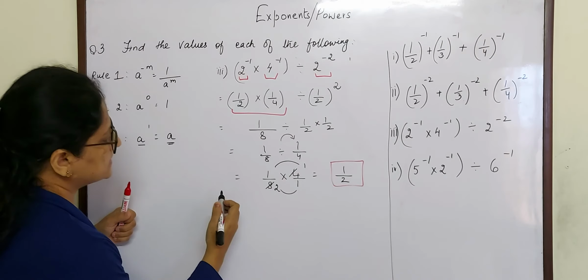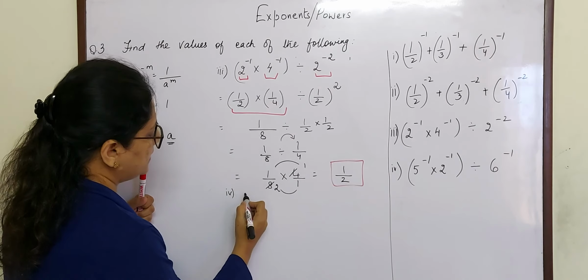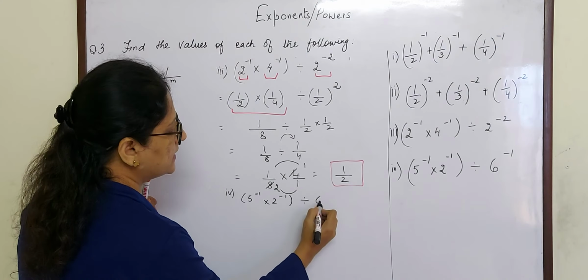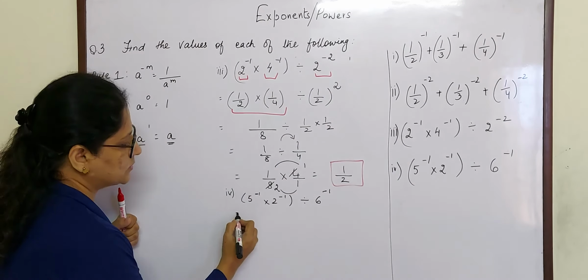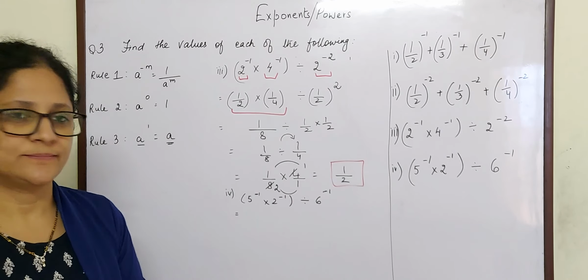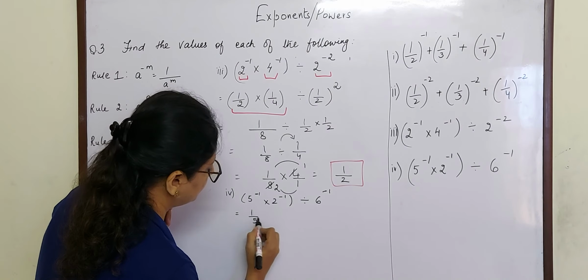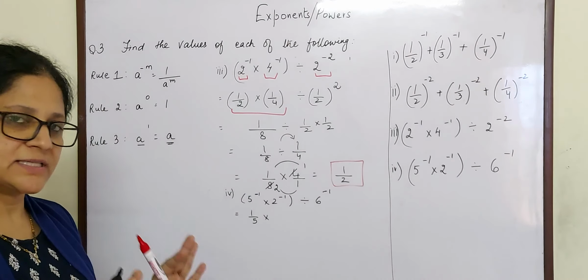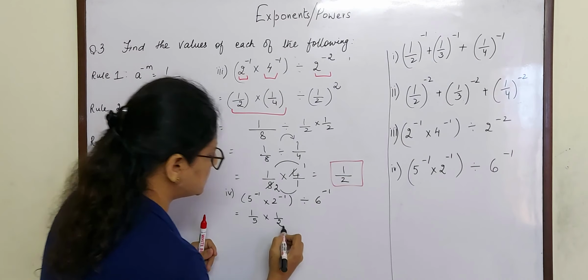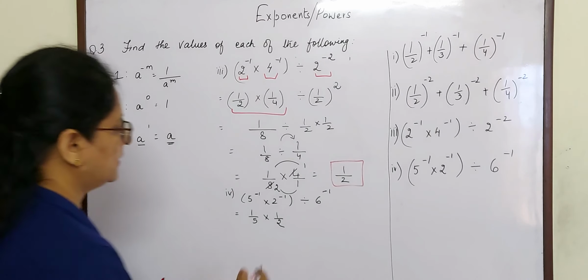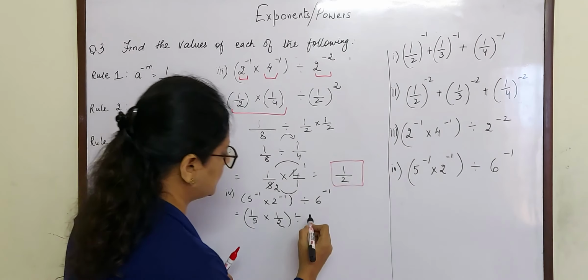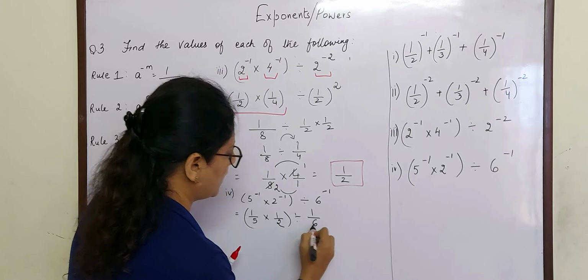Now let us go to the last sum. It is (5^-1 × 2^-1) ÷ 6^-1. So tell me, children, what will be 5^-1? Yes, 1/5^1, which is 1/5 itself. 2^-1 is 1/2^1, which is 1/2 according to the rule, divided by, what is 6^-1? 1/6. Good. So 1/6.